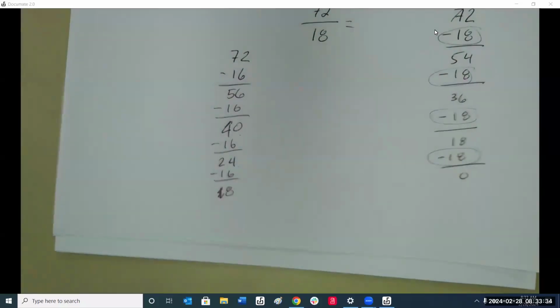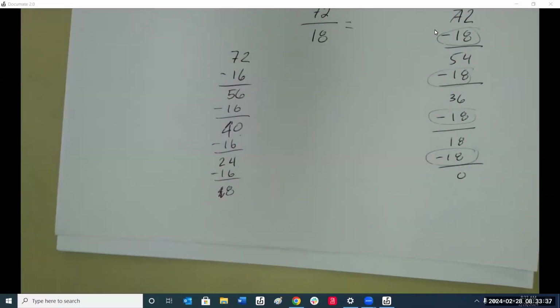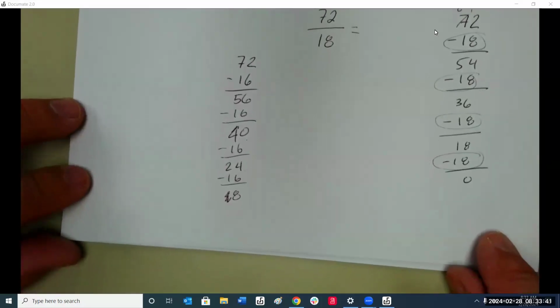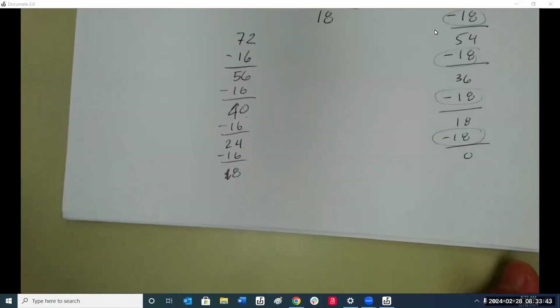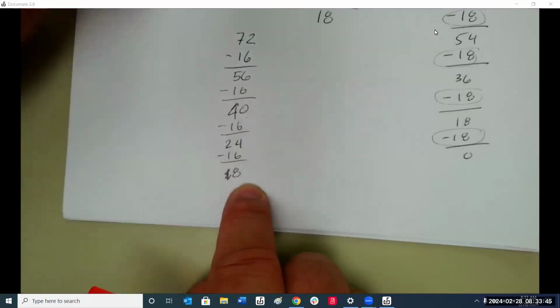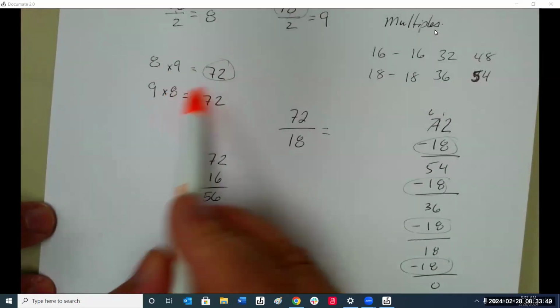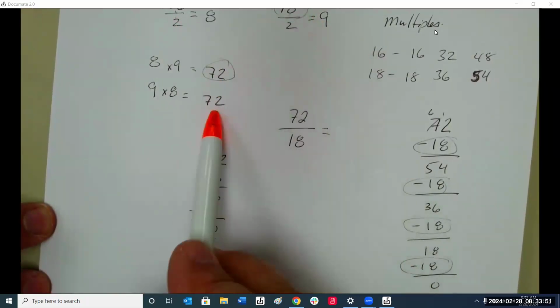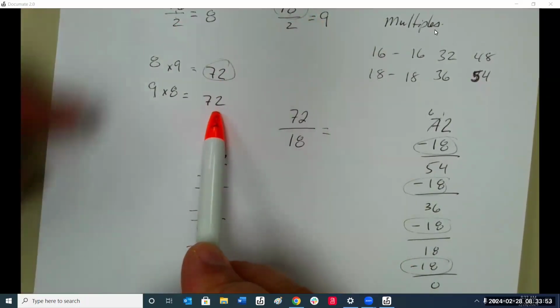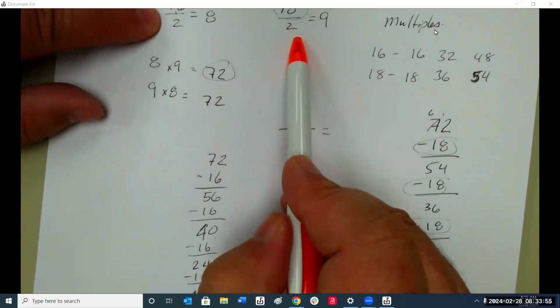Just rip the cards in half, give it to the kids. Let me think about that one. This should work out that way because we know that both 16 and 18 should fit in the 72, because they both have a factor of 2.